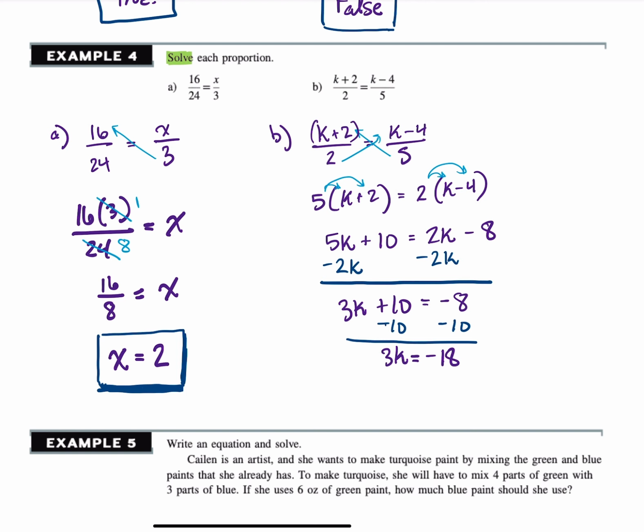And then we have 3 times k, so let's divide. I'll divide by 3 on both sides. So we'll cancel here. And then on the right side, 18 divided by 3, and it's negative, that'll give me a negative 6. So k equals negative 6.